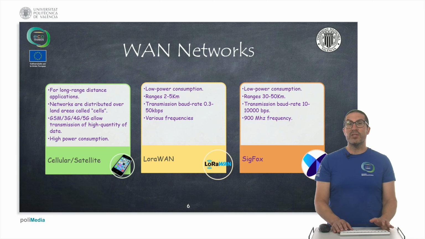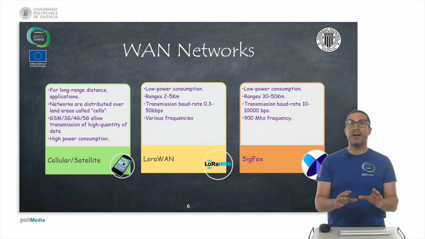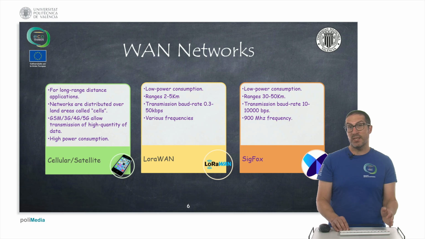But also there are other technologies that are widely used in IoT applications like LoRaWAN or Sigfox, that are aimed at low power consumption applications, in which, of course, the transmission baud rate is much slower, and the ranges are much smaller than the satellite, but as an advantage, they consume much less power.